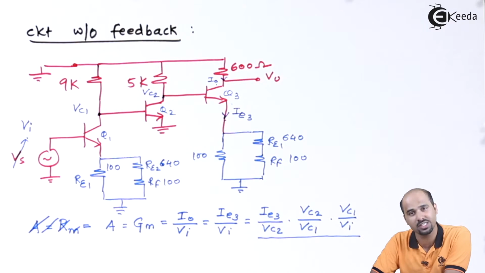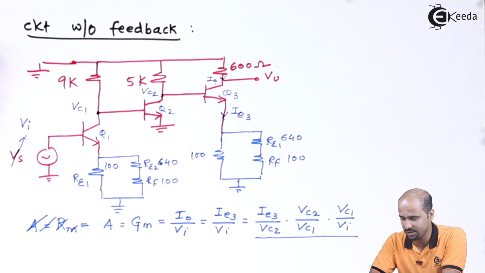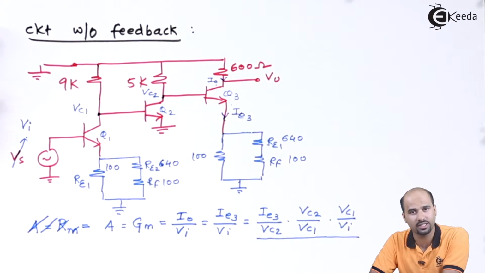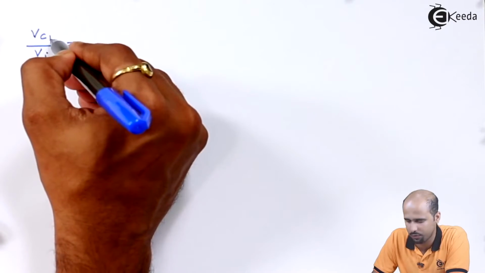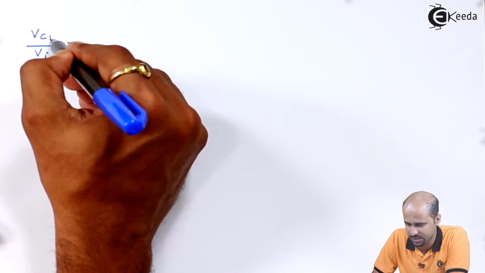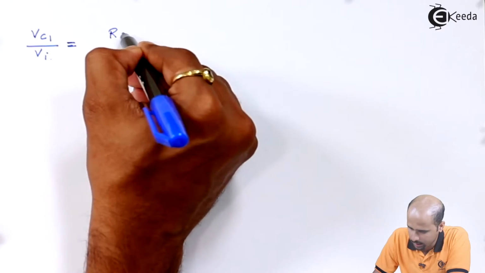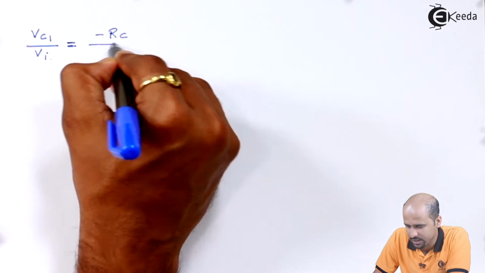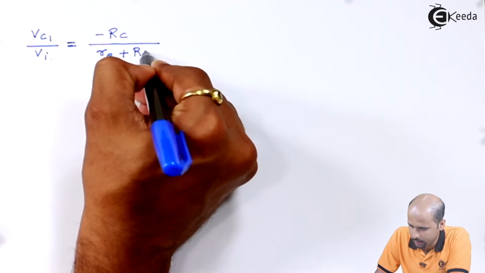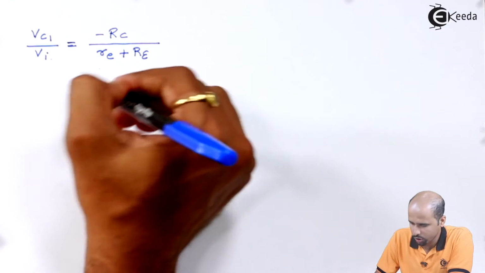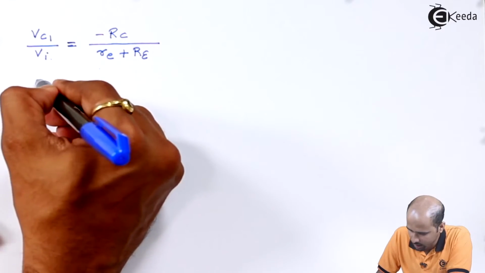So that emitter resistance as well we have to incorporate, right? In general, what we will be getting as far as the complete voltage gain for first stage is considered. So I will write the general formula for first stage voltage gain. VC1 divided by VI is being calculated as minus RC divided by small re plus RE.